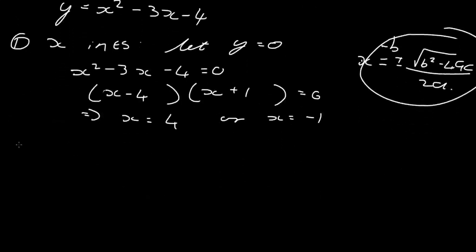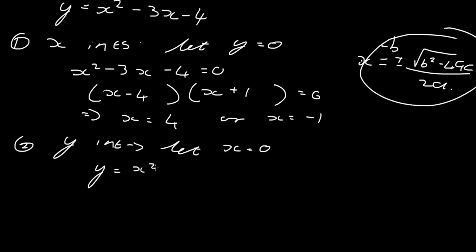Step 2, find the y-intercepts. So y-intercept, therefore, let x equal 0. So if we go y equals x squared minus 3x minus 4, let x equal 0, we get y equals minus 4. So that's our y-intercept.